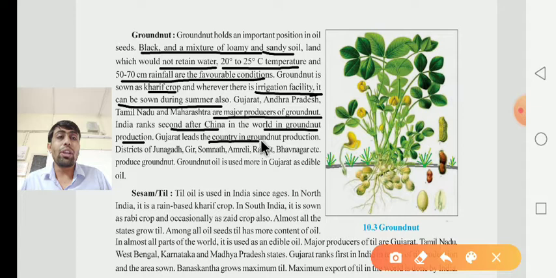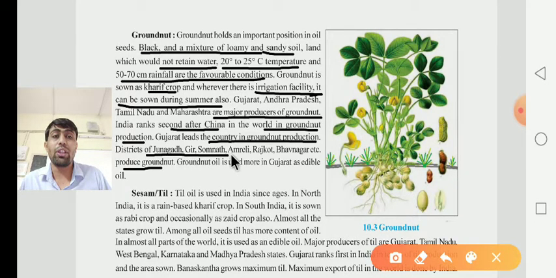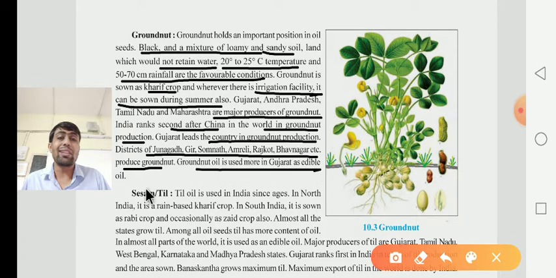Gujarat leads the country in groundnut production. In Gujarat, the districts Junagadh, Gir Somnath, Amreli, Rajkot and Bhavnagar are the major producers of groundnut. Groundnut oil is used more in Gujarat as an edible oil. Edible oil, that is khadya tel.